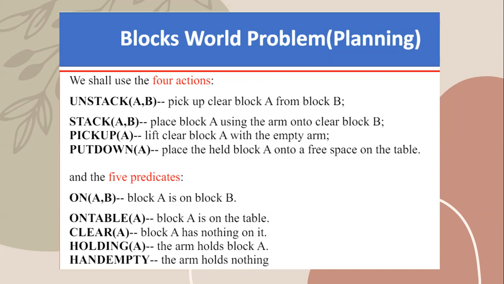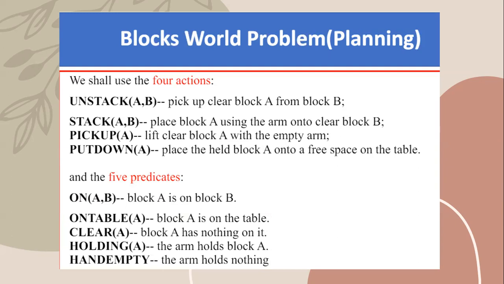And the five predicates are: the first one is on A B, so block A is on block B. Second one is on table A, block A is on the table. Third is clear A, block A has nothing on it. Fourth one is holding A, the arm holds block A, and the final is hand empty, the arm holds nothing. Now my friend Jenny is going to explain the solution.